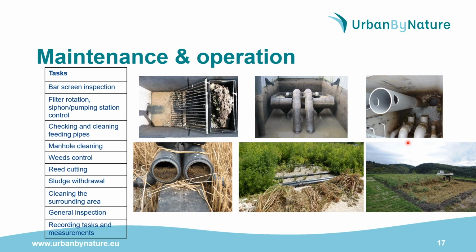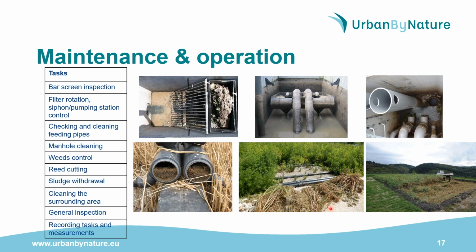The checking and cleaning of the feeding pipes has to be done once per year. Here on the picture you can see the sludge accumulation within the pipes, which has reached a critical level. During the first years of commissioning, while the reeds are still young and poorly developed, the operator has to control weed proliferation by hand pulling and taking out these weeds.